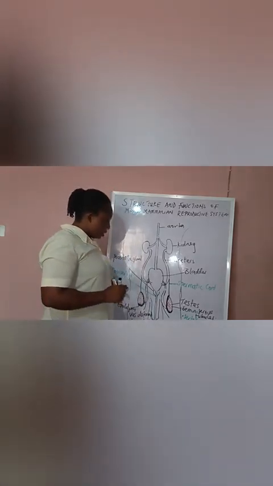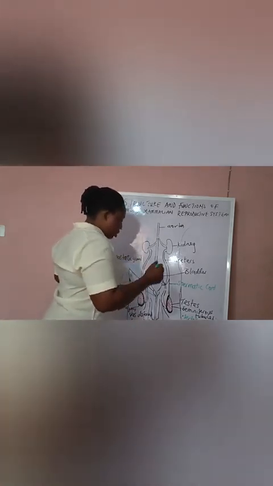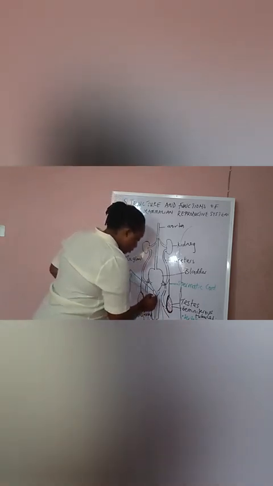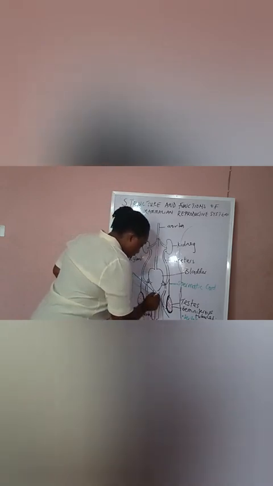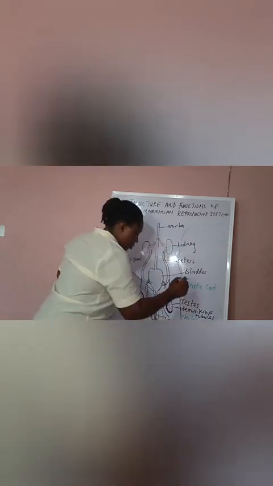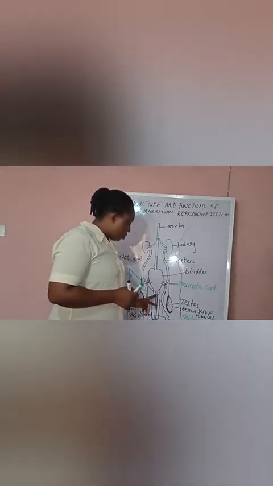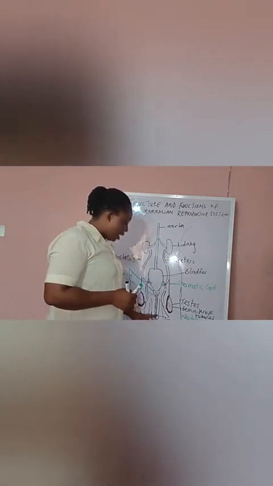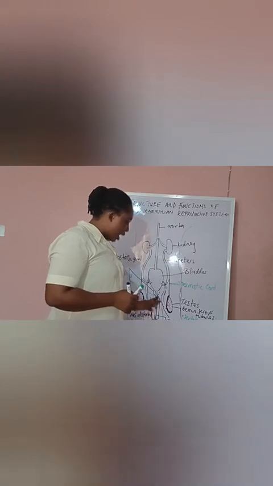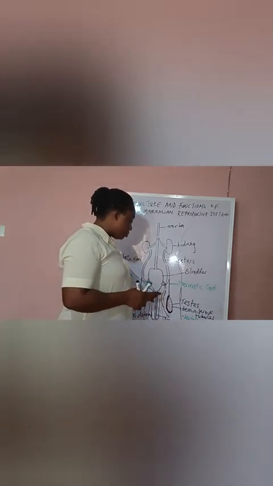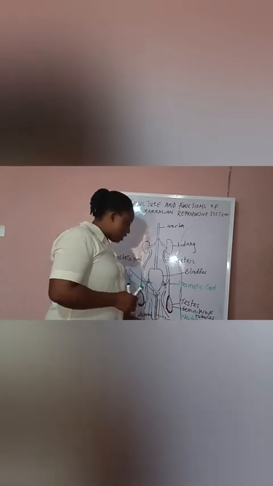From there, the sperm is taken to the urethra. You can see the urethra, this long tube that runs down here. The urethra is a long narrow tube that leads from here to the outside. It passes through the male organ, the penis.